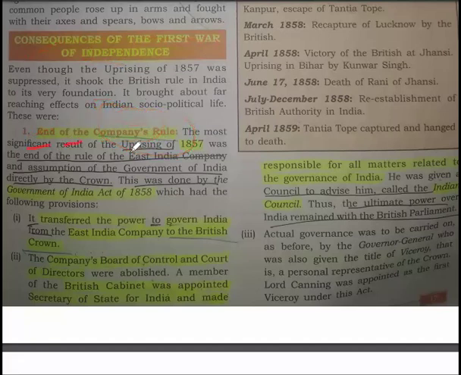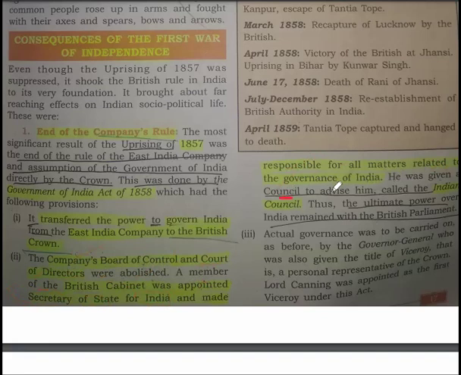The most significant result of the uprising of 1857 was the end of the rule of the East India Company and assumption of the government of India directly by the Crown. Things you have to remember over here are important. First, the power to govern India was transferred from the East India Company to the British Crown. The second thing, the company's Board of Control and the Court of Directors were abolished. The British cabinet appointed a Secretary of State for India, made responsible for all matters related to the governance of India.